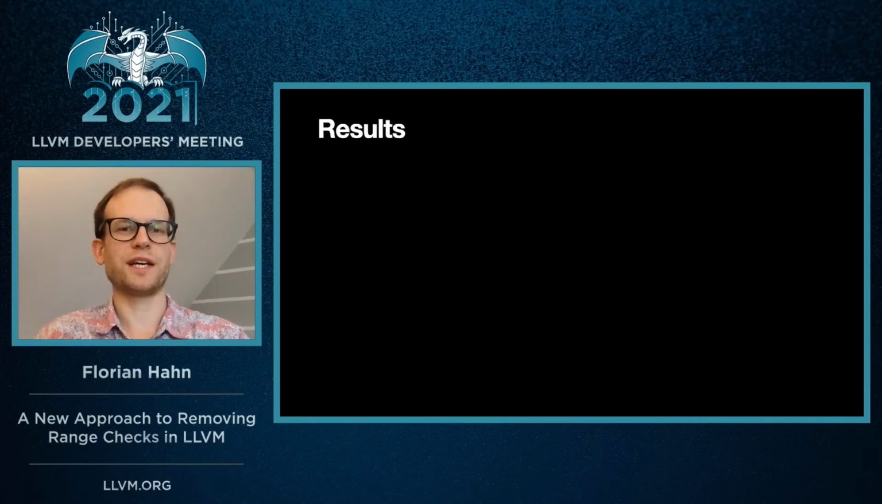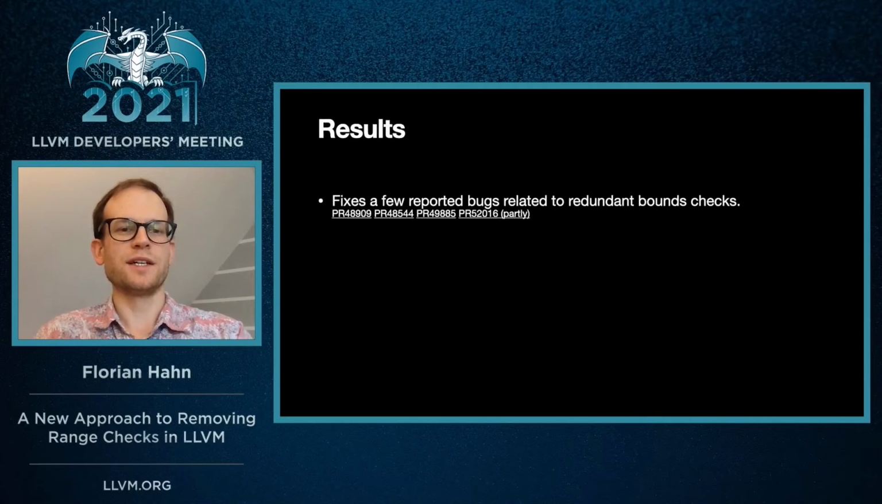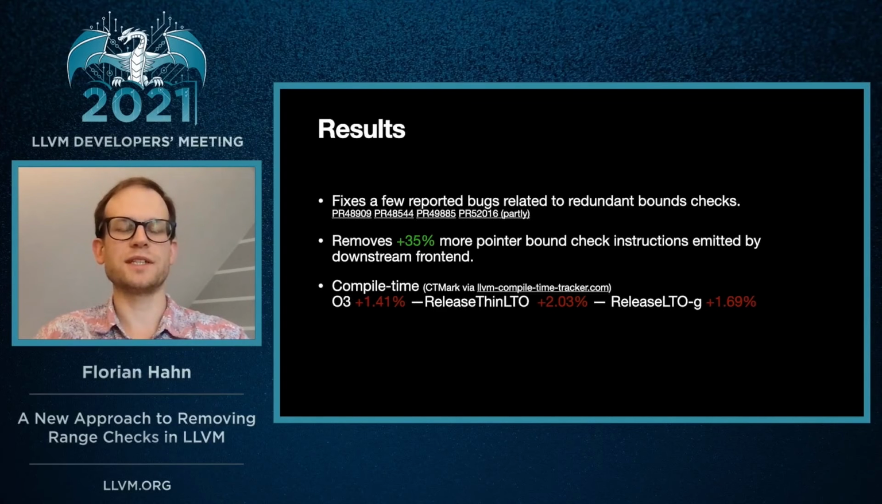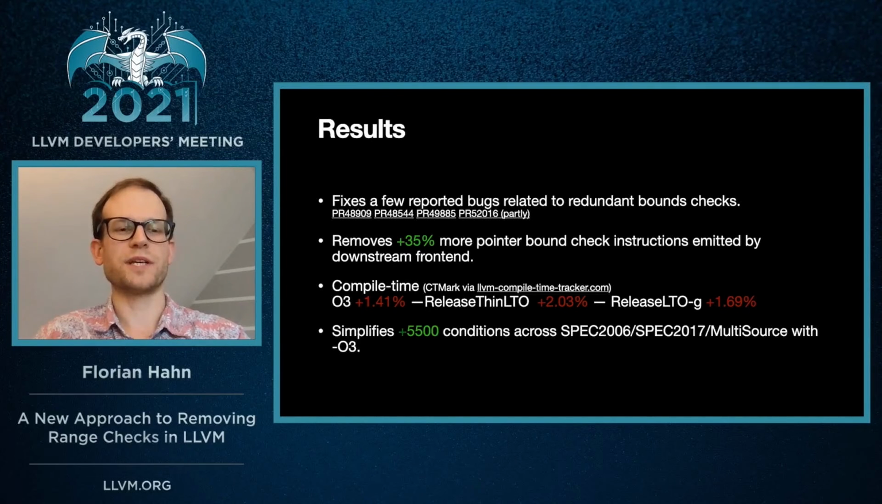To wrap up, let me share some initial results. The new transformation already fixes a few reported bugs related to redundant bound checks reported in the LLVM bug tracker and linked below. It also is able to remove 35% more pointer bounds checks instructions emitted by a downstream frontend we use this transformation for. Compile time increase is notable but not excessive. And the transformation is able to simplify up to 5,500 more conditions across the multi-source benchmark with O3.